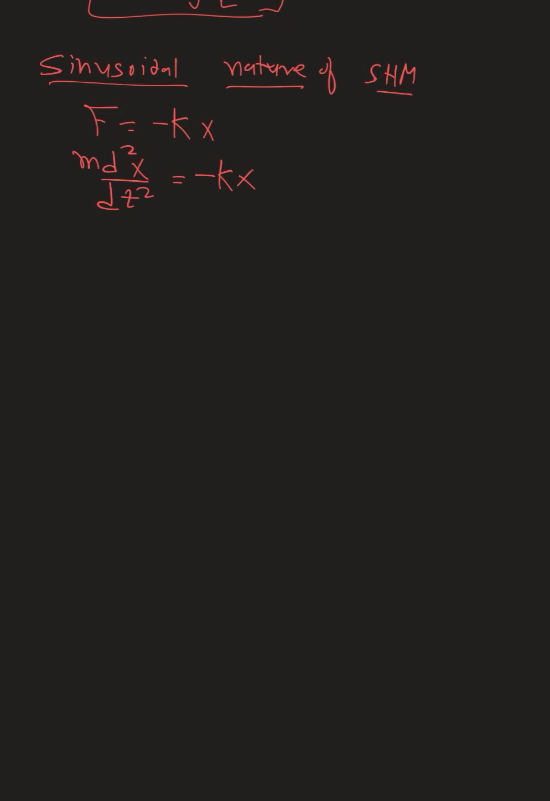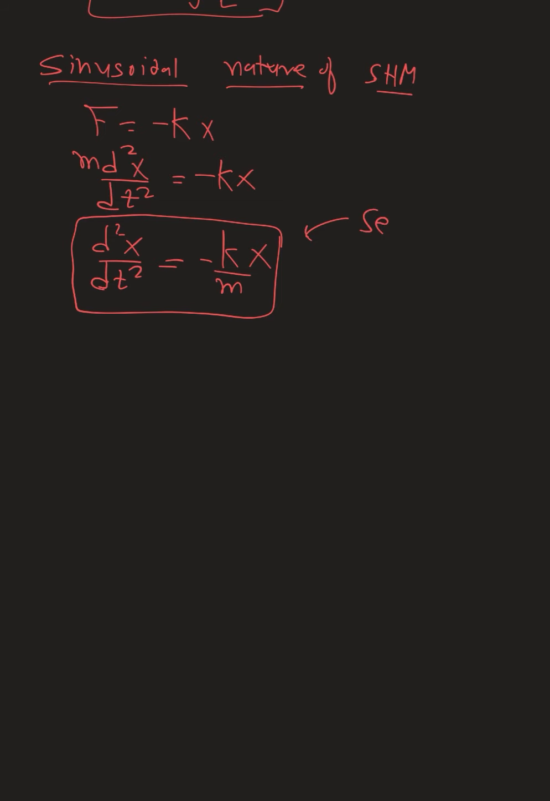So we can actually write that d squared x over dt squared for a simple Hooke's law can be considered as negative k over m times x. This is a second order differential equation. So if there is a question asking you, hey, can you derive a second order differential equation for simple harmonic motion, this would be your second order differential equation.